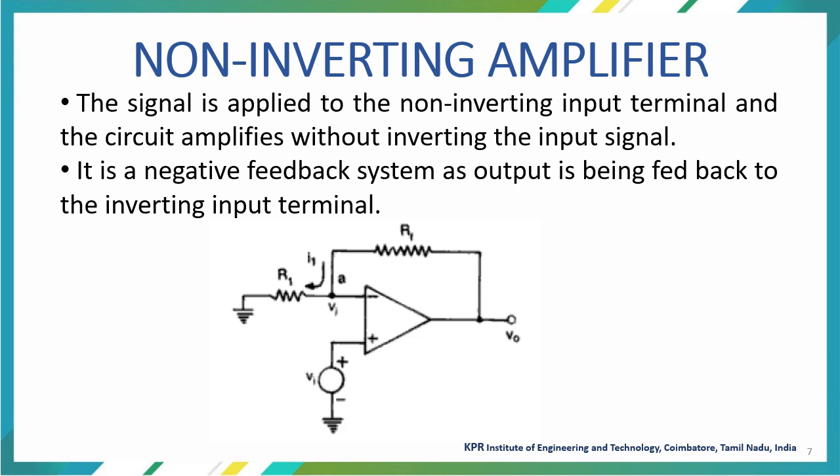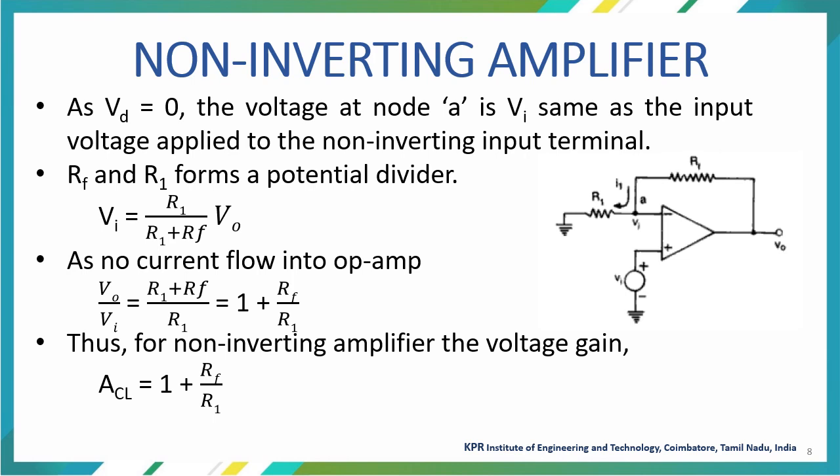Now let us consider the non-inverting amplifier configuration. Here the signal is applied to the non-inverting terminal, which is the positive terminal, and the circuit will amplify without inverting the input signal. So it is a negative feedback system as the output is being fed back to the inverting terminal through the resistance RF. Since the potential difference between the inverting and non-inverting terminal is 0, which is VD equal to 0, the voltage available at node A is the same voltage given as the input to the non-inverting terminal, which is VI.